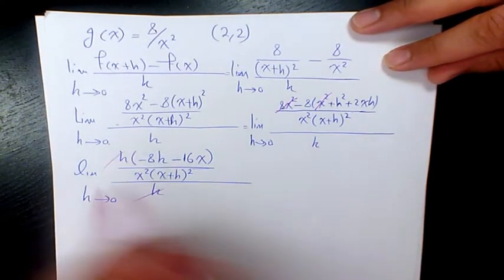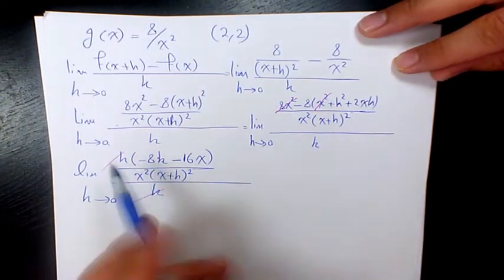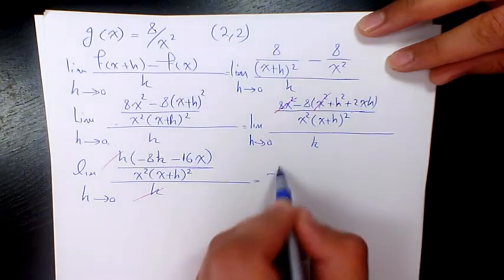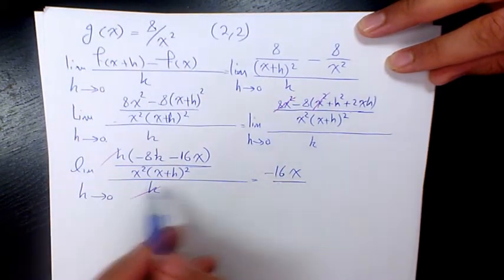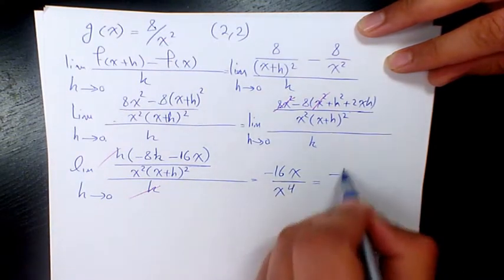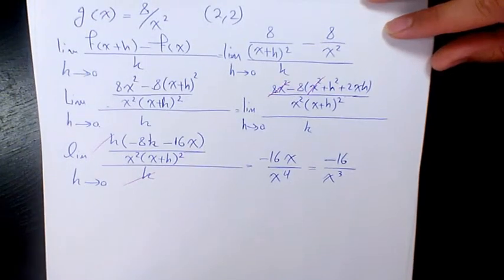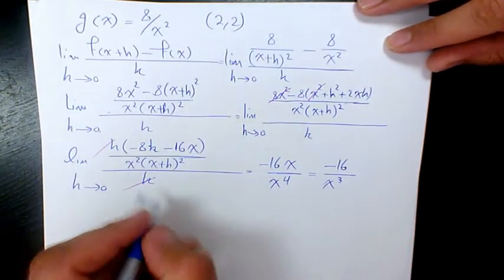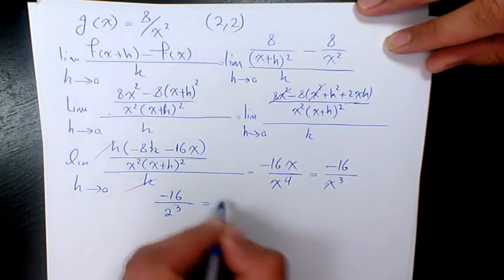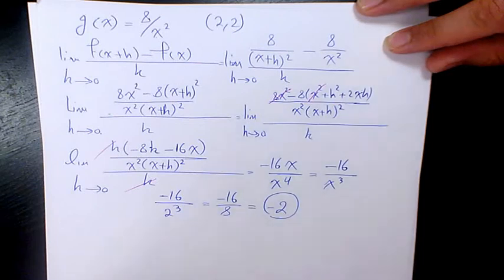This h and h cancels out. When h is approaching 0, this part is going to be 0 and this part is going to be 0. So it's going to be negative 16x divided by x squared times x squared, which is x to the power of 4. When you simplify, it is negative 16 divided by x to the power of 3. And when you sub 2 there, it's going to be negative 16 divided by 2 cubed, which is negative 16 over 8, equals negative 2.